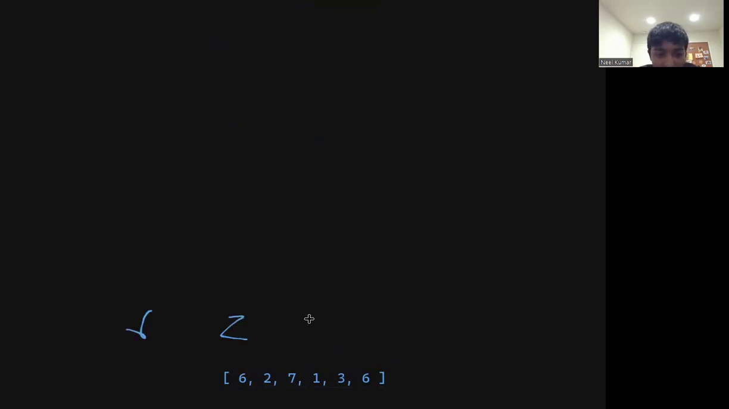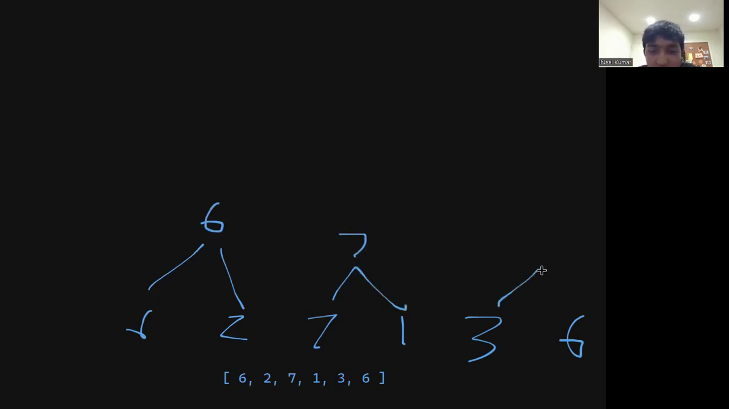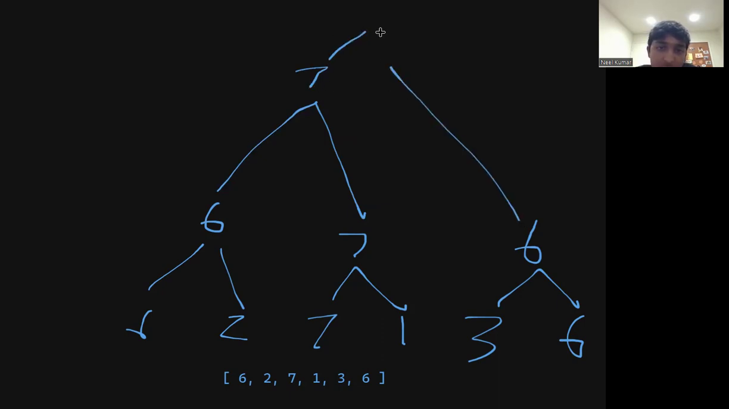So the bottom nodes will be the actual array, and then above each of them, we will have basically this operation, which in this case is the maximum, to combine these two. So it will be 6 here, here it will be 7, and here it will be 6. So then on the next level, it will be same thing, so it'll be 7. And then for the final thing, it will also be a 7 at the top.